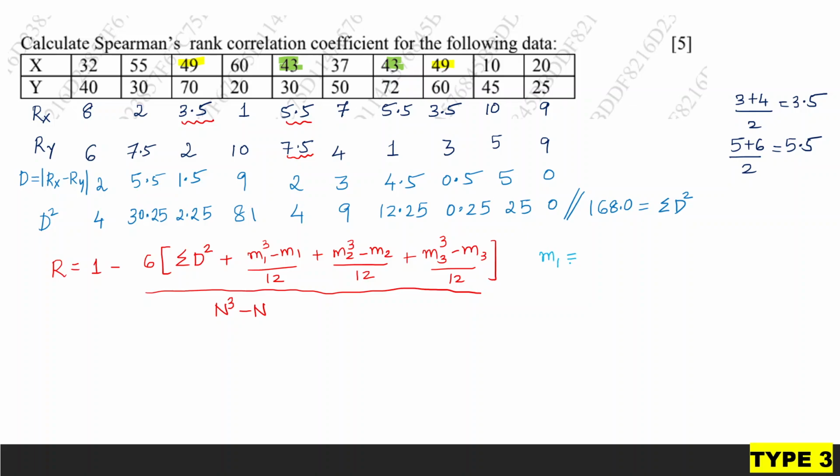m1 is the number of times the first number repeated, so that was 2 times. m2 is the number of times the second number repeated, again 2 times. m3 is the number of times the third number repeated, again 2 times. So let's substitute the values.